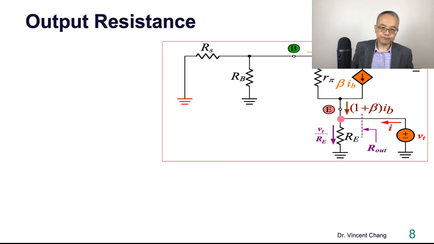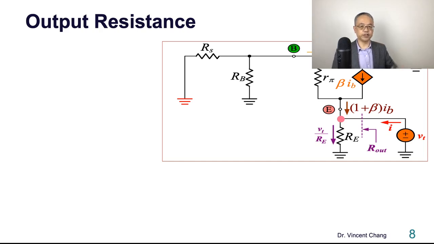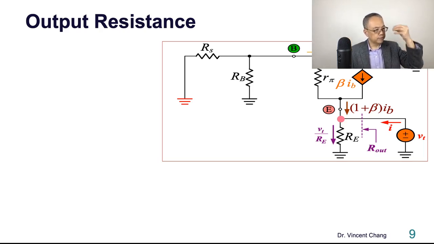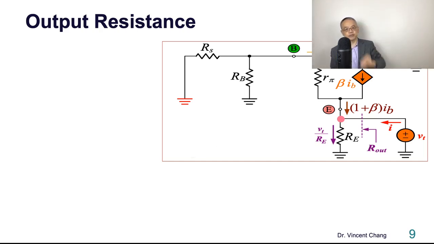So the key to solving the output resistance in terms of derivation, mathematics, is to find out the relationship between the testing current and testing voltage. So try to dig in, to move around, try to explore the relationship, and hopefully you can consolidate a resistance to describe the ratio between VT over I. And that resistance is the output resistance.